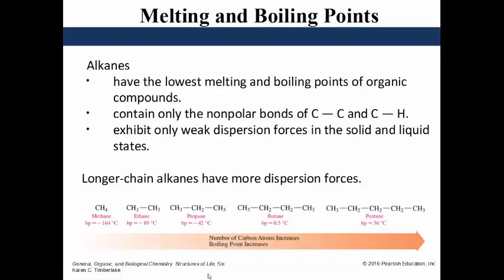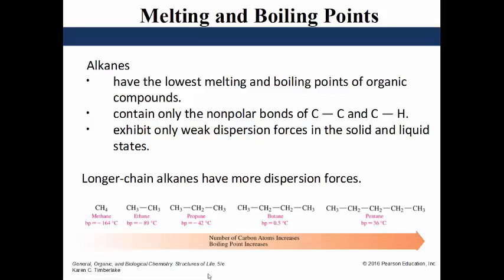All right, now we'll talk about melting and boiling points. Alkanes have the lowest melting and lowest boiling points of organic compounds, and they only have the non-polar bonds of carbon-carbon and carbon-hydrogen. The alkanes will also only exhibit weak dispersion forces in the solid and liquid states. And the longer the chain is of the alkane, the higher the boiling point gets. And if you think about it, it just makes sense. The more bonds there are, the more heat will be needed to break up those bonds. So the boiling point has to go up as the size of the compound gets higher.